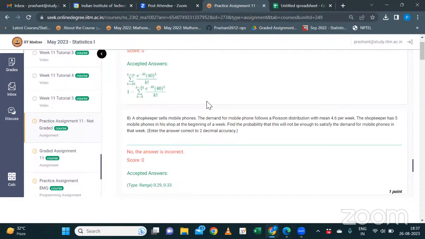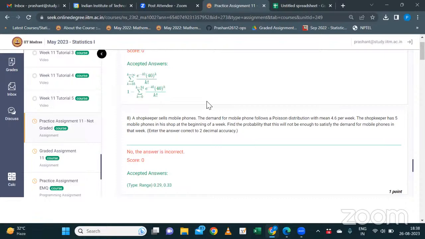Less than 5. Okay. Anybody else? Just think, because it says the shopkeeper has 5 mobile phones in his shop at the beginning of a week, and the probability that these 5 mobile phones will not be enough to satisfy the demand for mobile phones. Greater than or equal to, greater than 5. Why? Because if any customer needs 6 phones, then it will not be enough to satisfy the demand for that week. Okay, somewhat true.